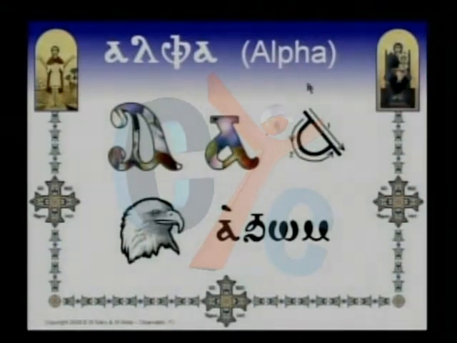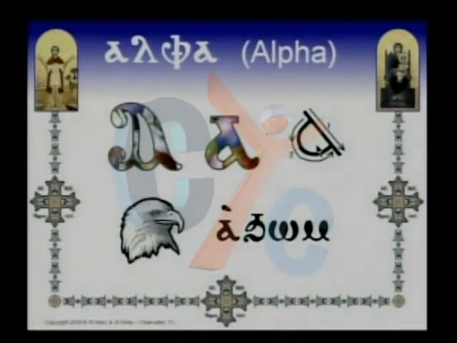And as you can see in this slide, the alpha, this is how the capital letter looks like, and this is the small letter. And this here, how it is written. It's written like a slanted line, and then you do this half circle. It looks like almost half a circle. And this is how you write the alpha.